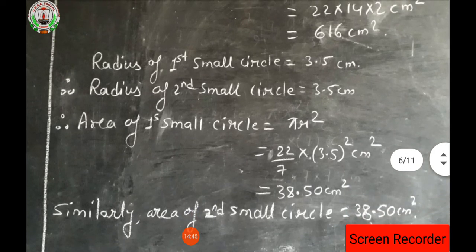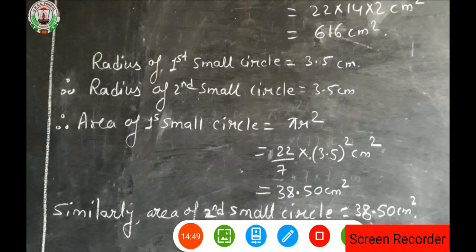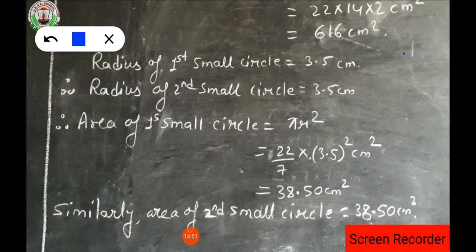So what is the area of the circular sheet we have here? That is 616 centimeter square. Now since we are talking here about one face like a circle, isn't it? So this circle's area we have is this much. Clear?